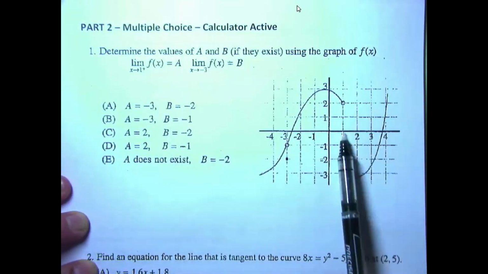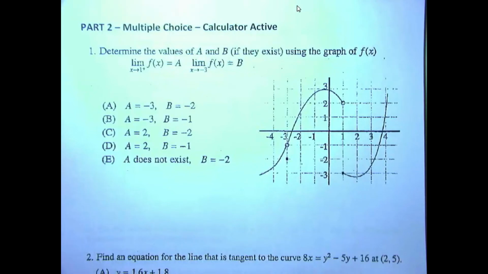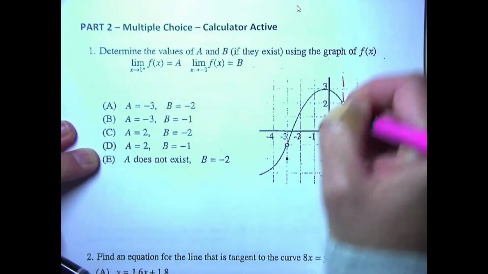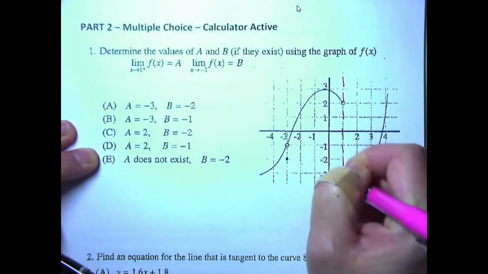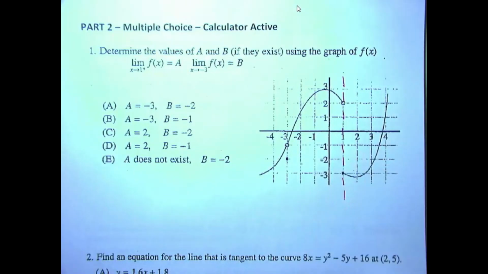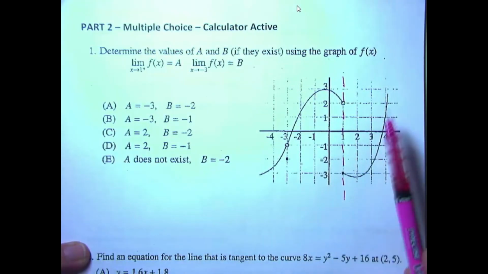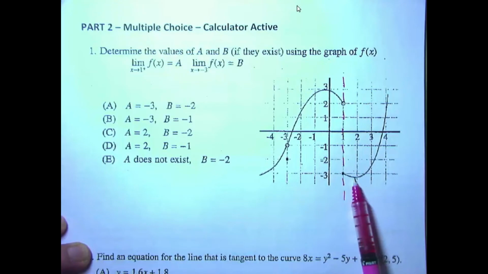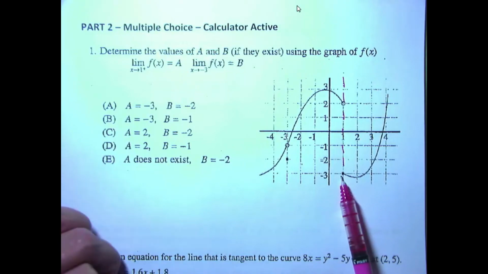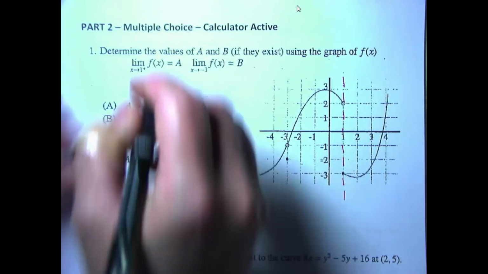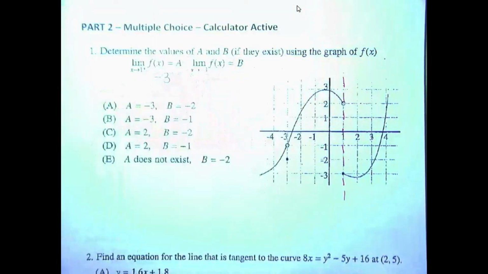All right, so as I approach 1 from the right-hand side, so remember, it means that I'm approaching this pink dotted line from the right-hand side. So as I come in from the right-hand side, my function value seems to be going to, my y value ends up at -3 right here. So this is equal to -3.